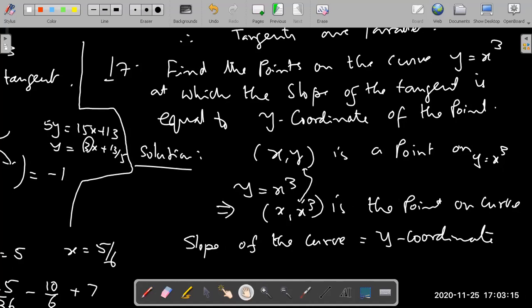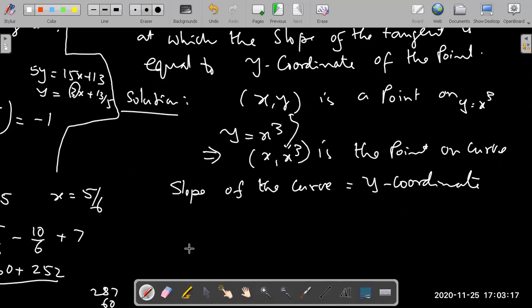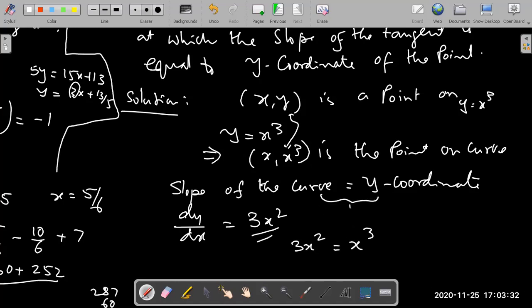So now let's do the slope. That means dy by dx equal to 3x square. So this is the slope. So 3x square equal to x cube based on this.